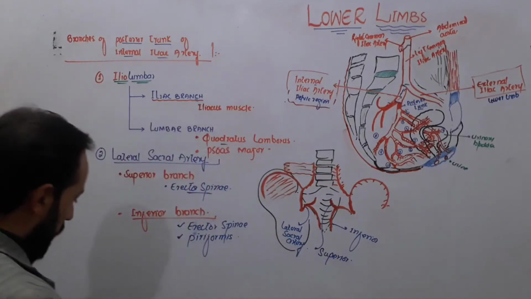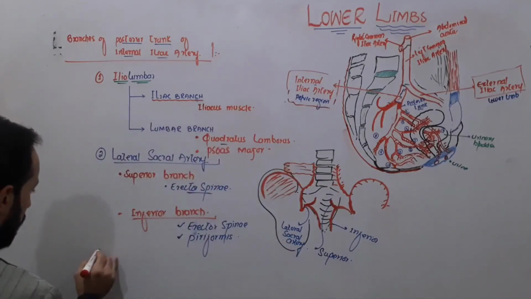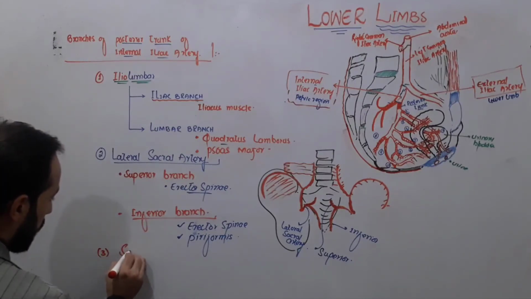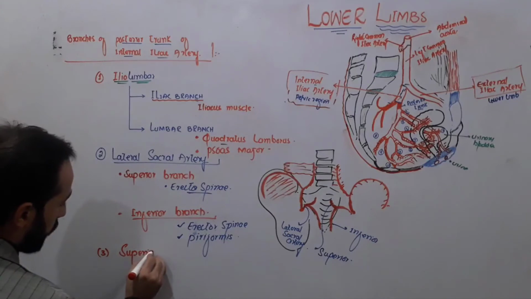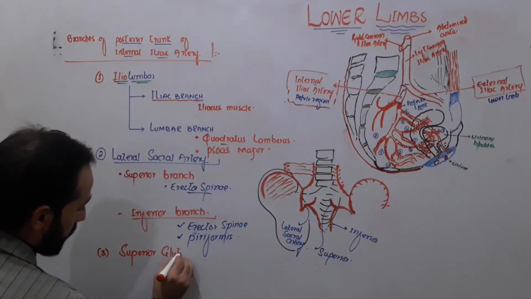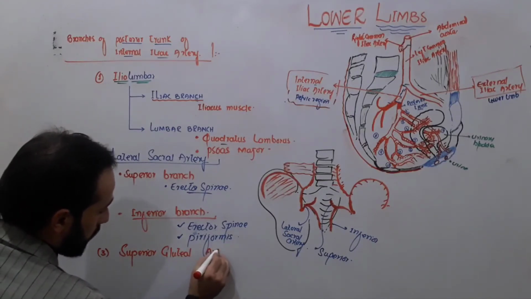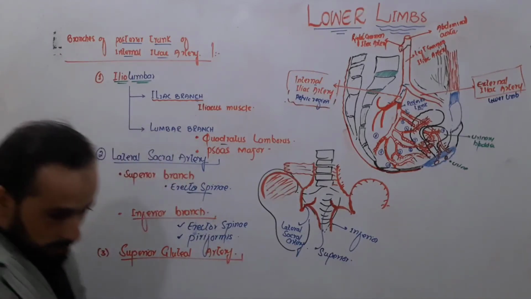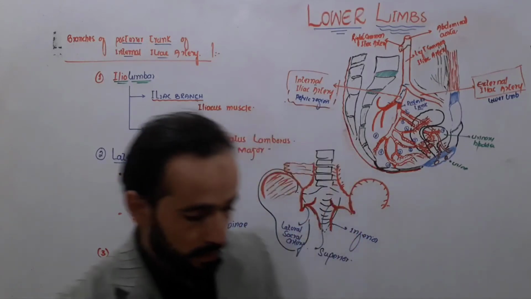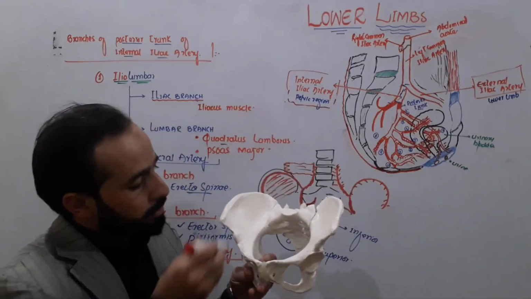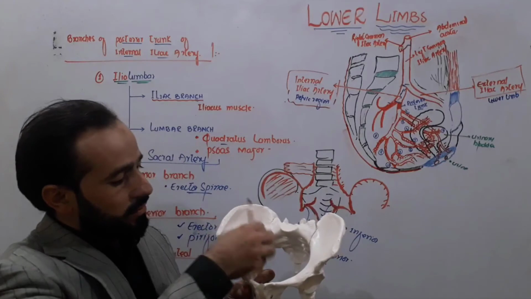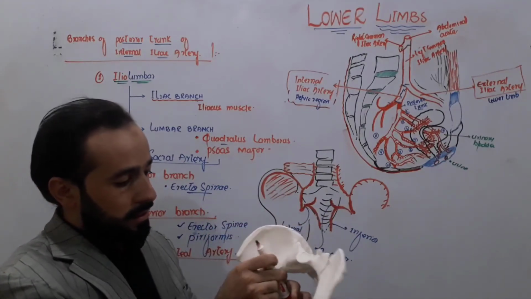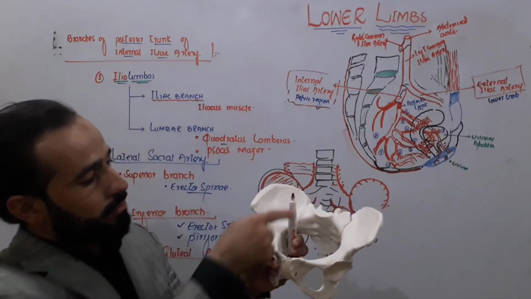Very good, friends. Now there is a third branch, and this third branch is a very important branch, and that is called the superior gluteal artery, the third one. This superior gluteal artery, look carefully here. For example, this is the point of origin of the posterior trunk. This is our posterior trunk, right? Let me hold my marker here.